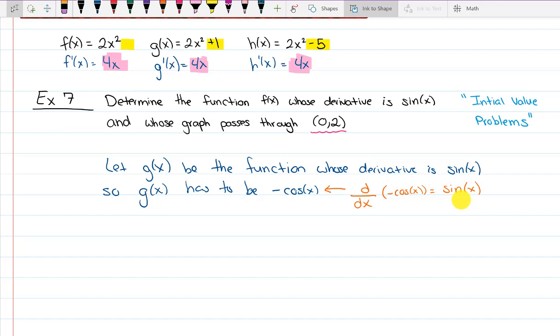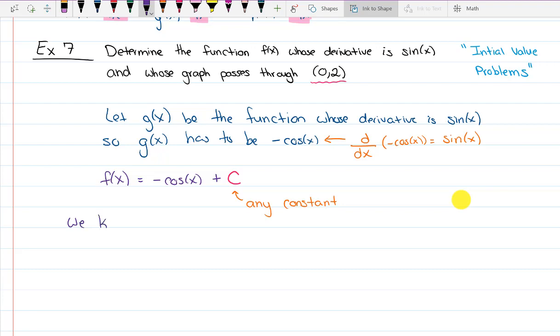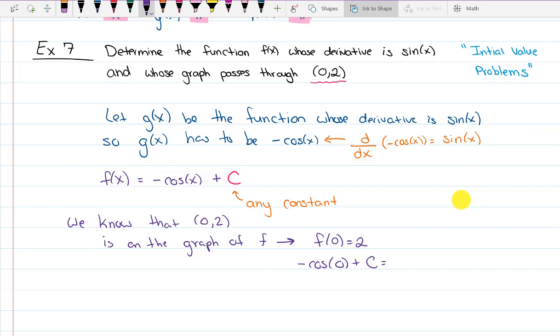So then f of x, remember f of x is going to be the function such that the derivative is sine. So this is going to be negative cosine of x plus the letter c, where c is any constant. Because the derivative of a function plus or minus any constant is always the same. So this is what we know. We know that the point 0, 2 is on the graph of f. What this means is that f of 0 is equal to 2. So all I have to do is plug in 0 for x and set it equal to 2. So negative cosine of 0 plus c is equal to 2.